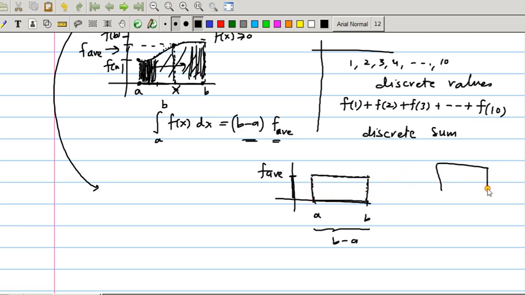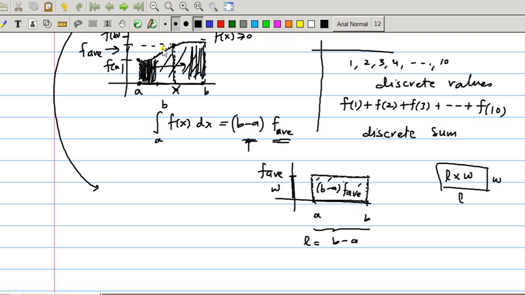You know that whenever we have a rectangle, if I multiply length by width, it gives you the area of the rectangle. So here I am multiplying this length, and the width is f average. So if I multiply b minus a with f average, it gives me the area of this rectangle.